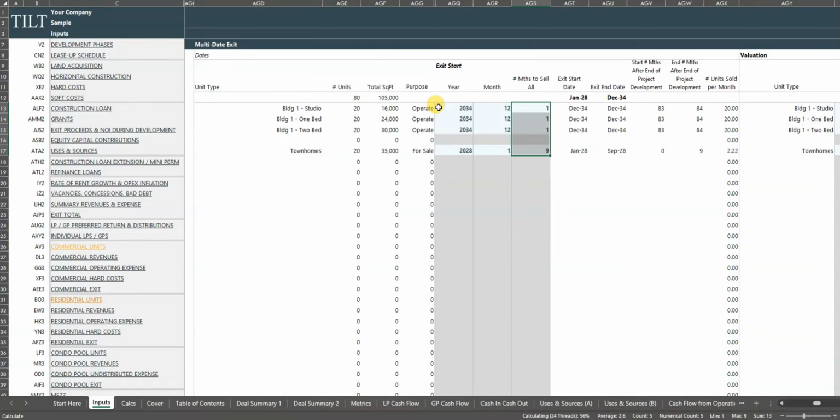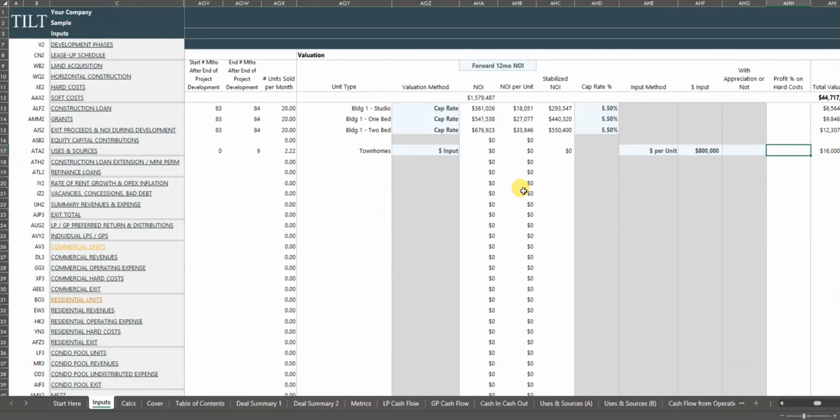So for example, let's say we're going to hold on to the apartment building all the way until 2034, and we're going to sell that building all at once. But the townhomes we're going to sell as soon as we're done with development. So you'll recall we finished in December of 27. If we start selling the townhomes in January of 28, let's just say it takes 9 months to sell them all.